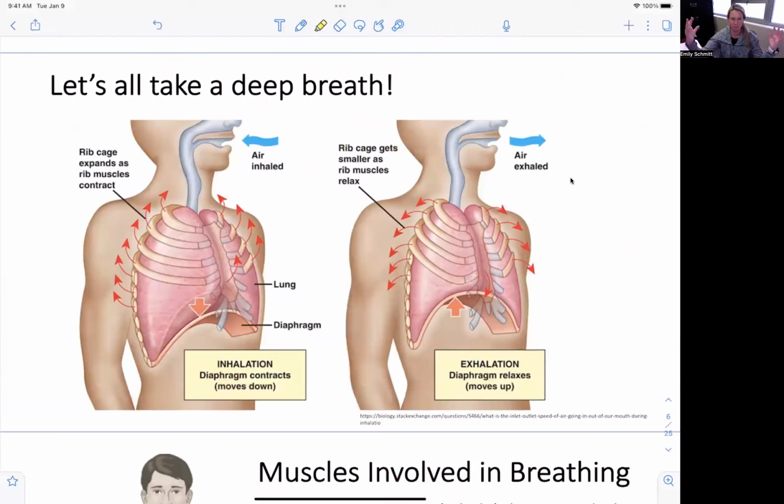So I'll take a deep breath. So we have our inhaled air. That means that our rib cage expands as the rib muscles contract. And whenever we inhale, the diaphragm contracts and moves down. Whenever we exhale air, that means that our diaphragm relaxes and moves up.